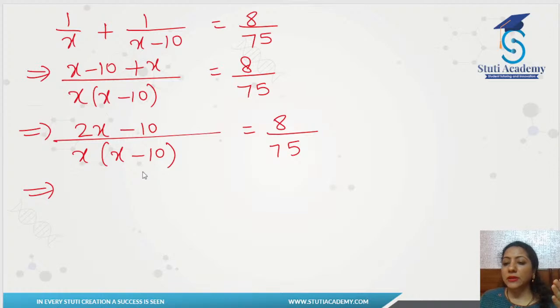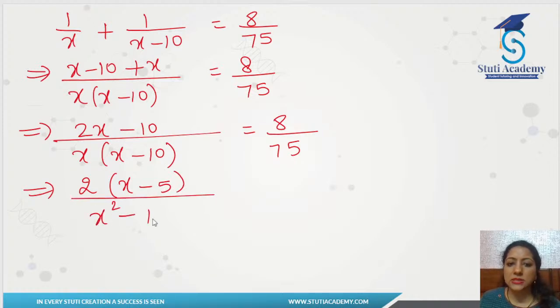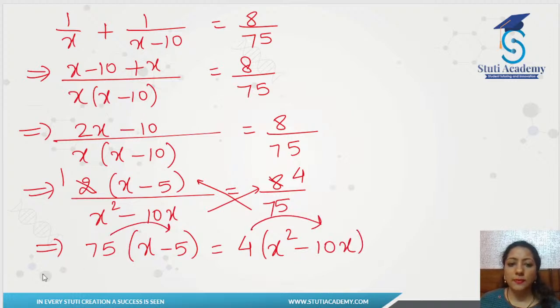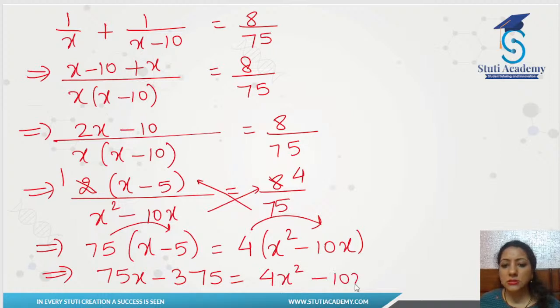We are now simplifying it, and we will bring it down to a quadratic equation. So we can take 2 common. We will have x minus 5 here, and then we can have x square minus 10x here in the denominator, 8 upon 75. So we can cancel out this 2 and 4 here. Now we'll cross multiply. So we will get 75 multiplied by x minus 5 equal to 4 times of x square minus 10x. Now let us multiply this inside and this also. We will get 75x minus 375 equal to 4x square minus 40x.